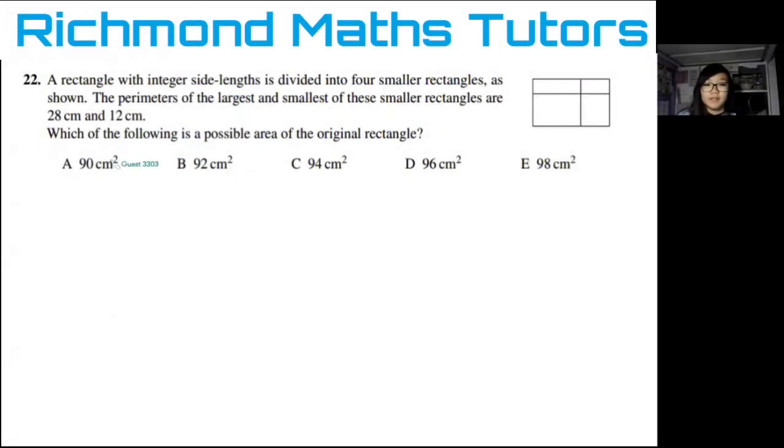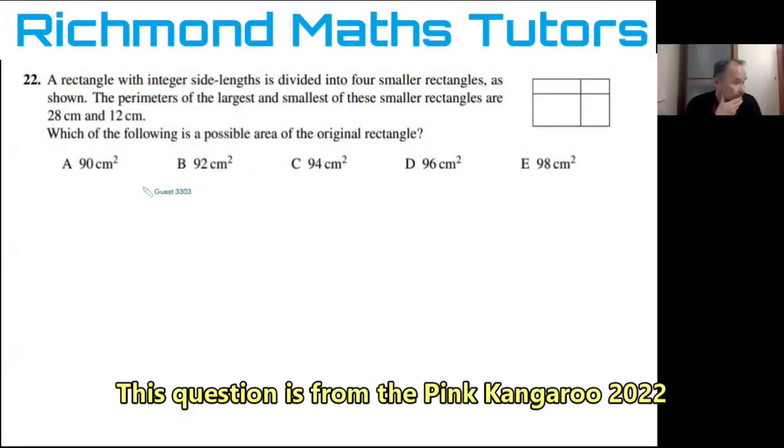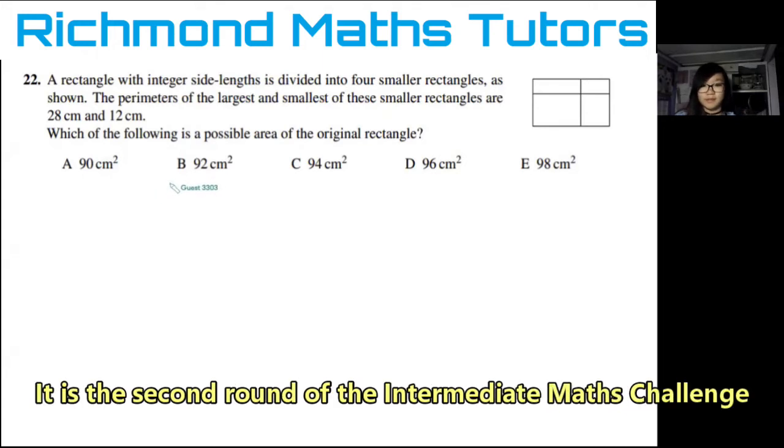A rectangle with integer side lengths is divided into 4 smaller rectangles as shown. The perimeters of the largest and smallest of these smaller rectangles are 28 and 12 centimeters. Which of the following is a possible area of the original rectangle?